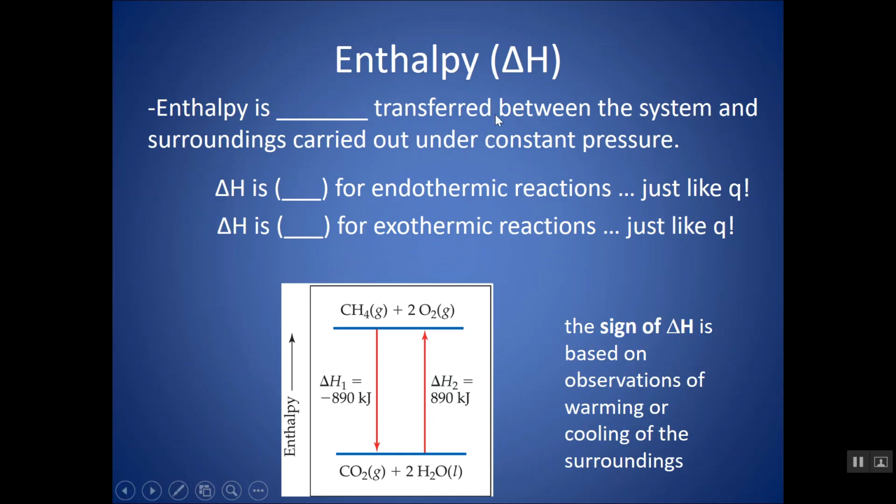Okay, so delta H enthalpy is just the heat transfer between the system and surroundings carried out at constant pressure. Delta H is positive for endothermic reactions, just like Q is positive for endothermic. And delta H is negative for exothermic reactions. You can also justify the sign of positive or negative if you're given a word problem. If you see something about the cooling of the surroundings, the temperature of the surroundings going down, you say, oh, heat must have been released into the surroundings. That must be, the delta H must be negative. So you can also base the sign off of observations, which we'll do something like that in the lab too.